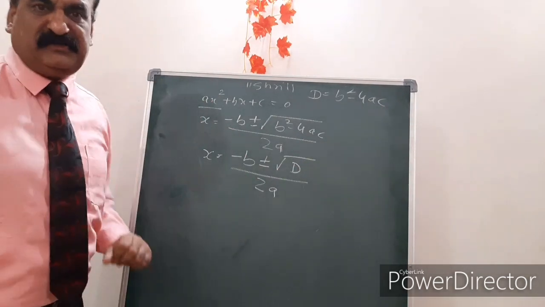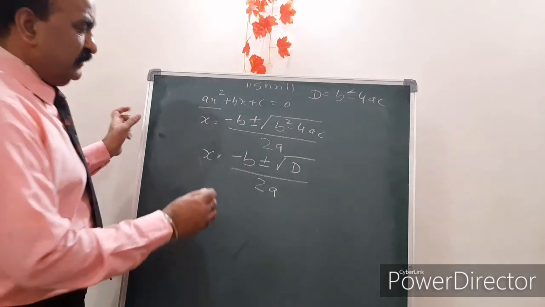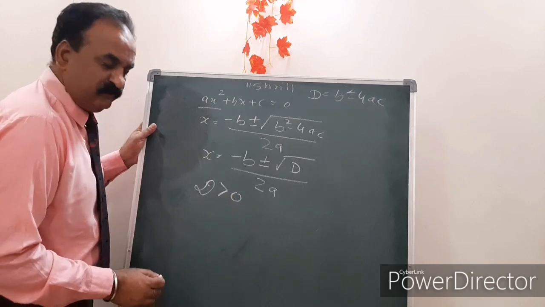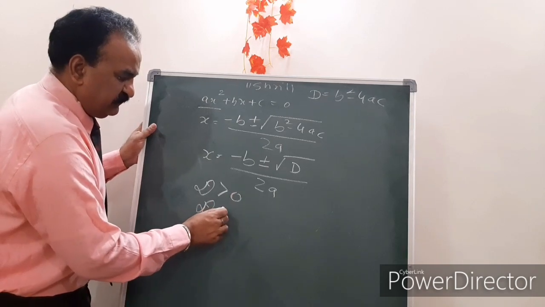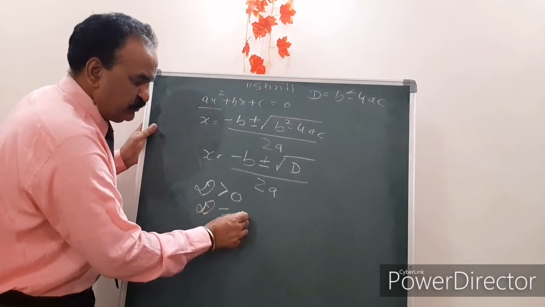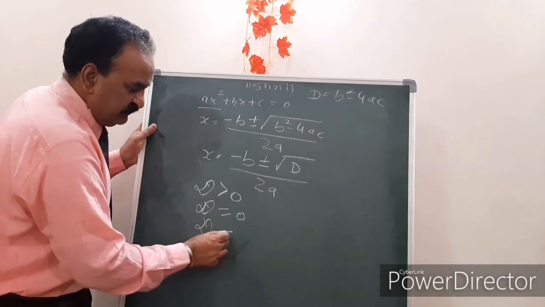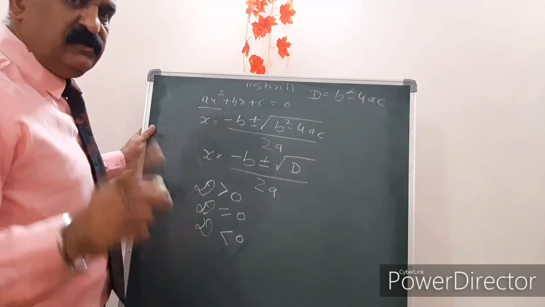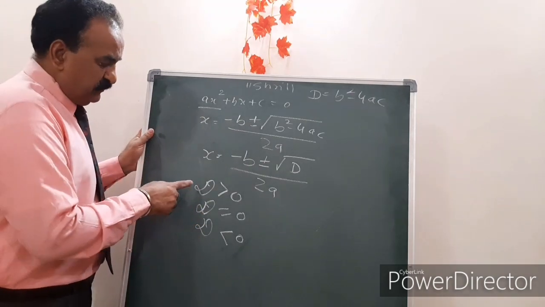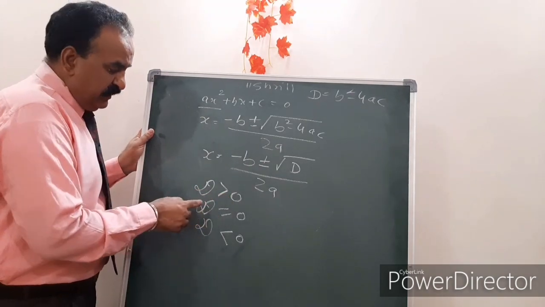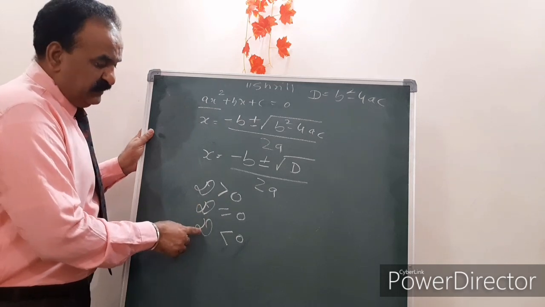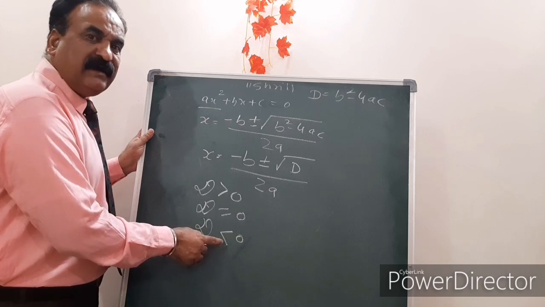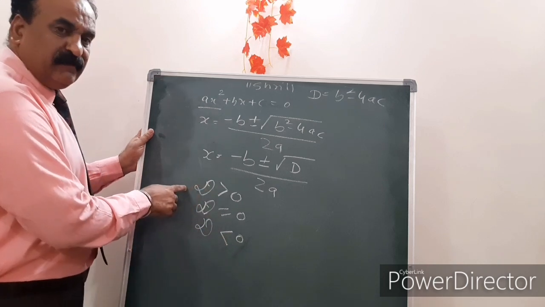Now there are three conditions: if D is greater than 0, if D is equal to 0, and D is less than 0. In class 10th, you have to study only these two cases: D greater than 0 and D equal to 0. The case D less than 0 you have to study in class 11th. We will discuss that.